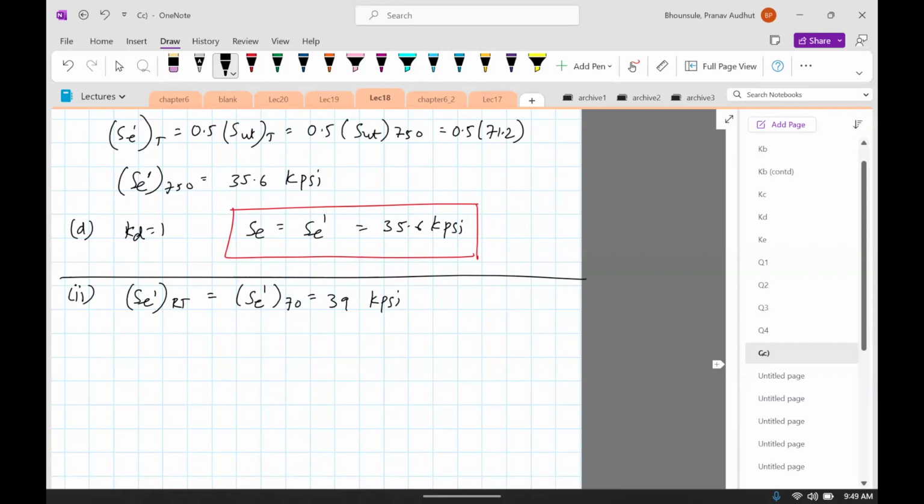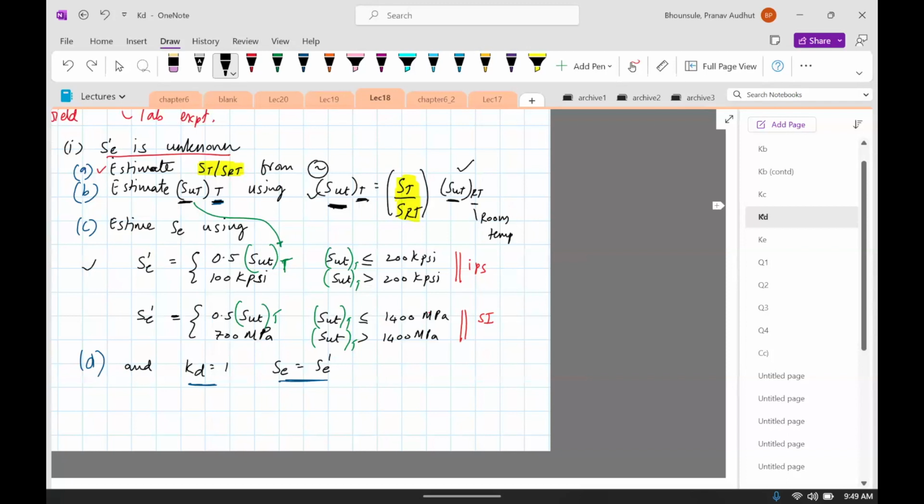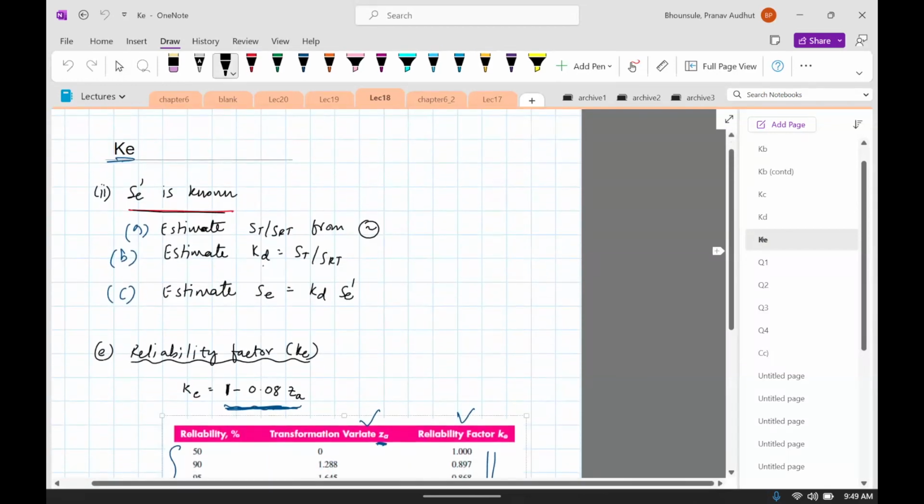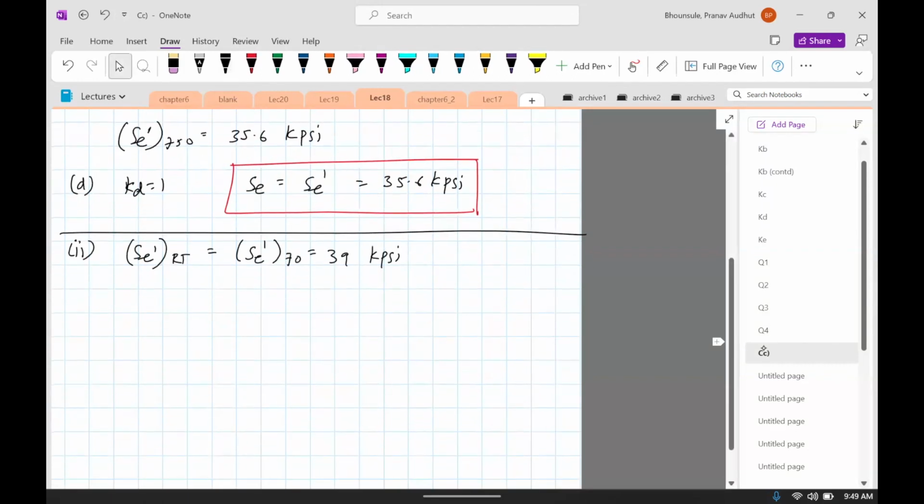So if SE is known at room temperature, there's a different set of formulas you need to use. Let's look at those formulas. The first case is when SE prime is unknown. The second case is when SE prime is known. That's the case we're looking at. Here we again estimate ST divided by SRT using the same formulas. Nothing will change. Here KD is ST divided by SRT. And then finally SE is KD times SE prime. So let's use this. This is case 2.